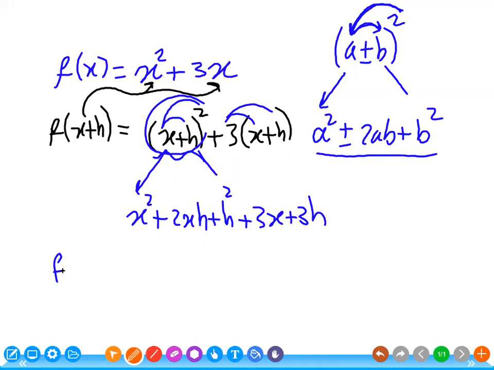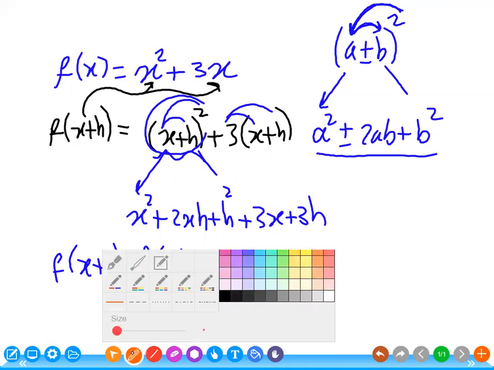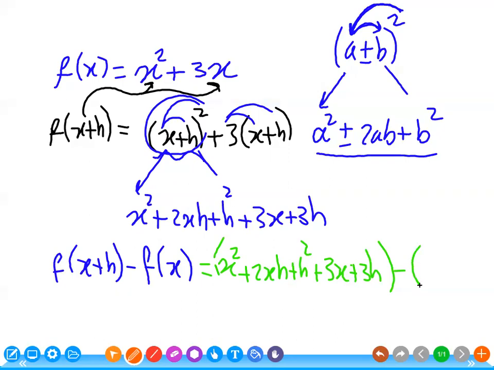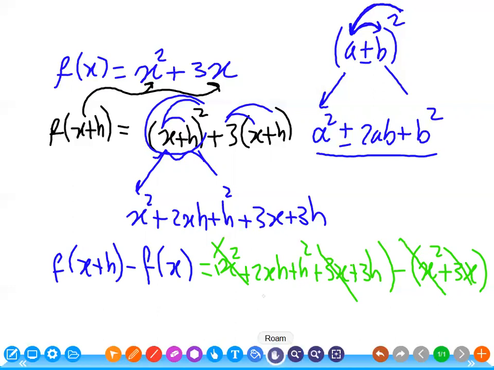Now we go for the second step, which is f of x plus h minus f of x itself. So we will have x squared plus 2xh plus h squared plus 3x plus 3h. I know it's quite long, but it's simple once you simplify it. Minus f of x itself, which is x squared plus 3x. Now we simplify. X squared minus x squared and 3x minus 3x.